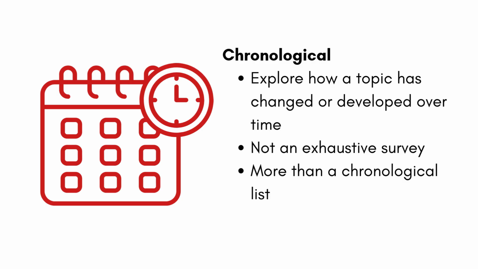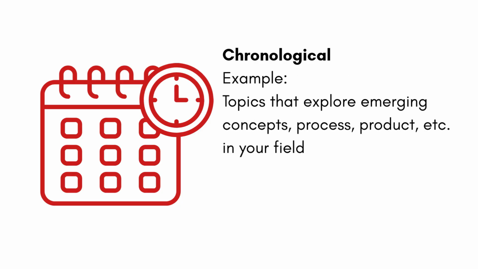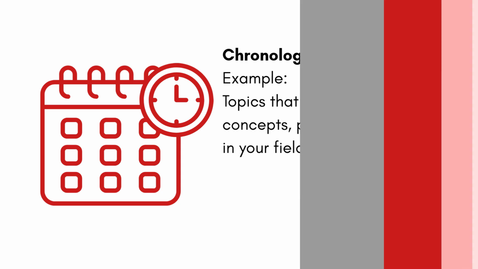It can be helpful to focus on some supplemental attributes of your topic that have contributed to its change over time, such as patterns or specific events. For example, if your topic explores an emerging concept, process, or product in your field, it might be helpful to organize your literature review chronologically so that you can explain the background that led to your topic's development.